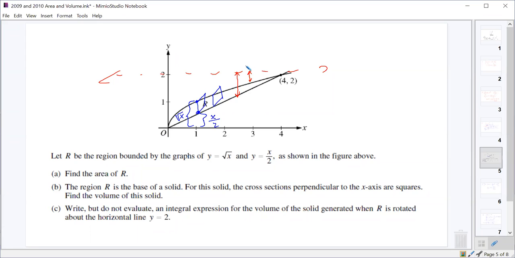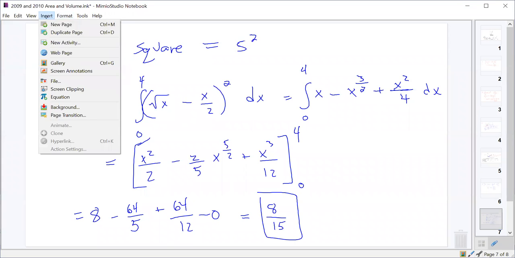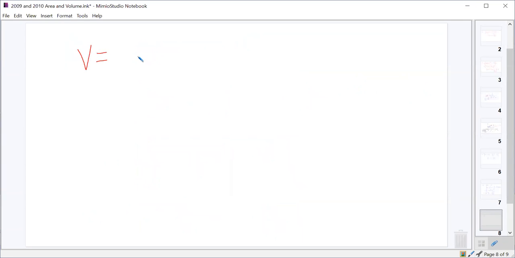And so the distance from 2 to the x over 2 function is just 2 minus x over 2, and the smaller distance, the inner radius, is 2 minus root x. And so our formula for finding that volume should be pi times the integral from 0 to 4 of the outer radius. So that was 2 minus x over 2 squared minus the inner radius, 2 minus root x squared dx.